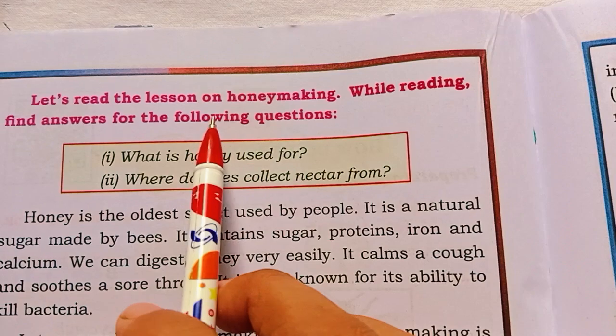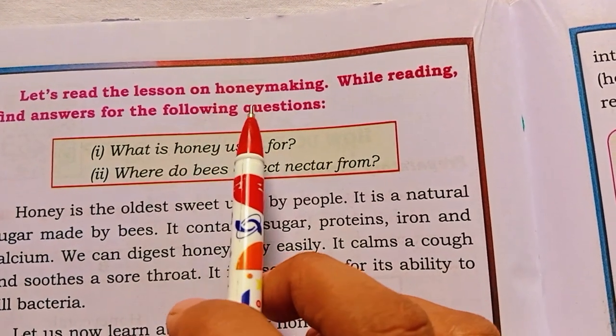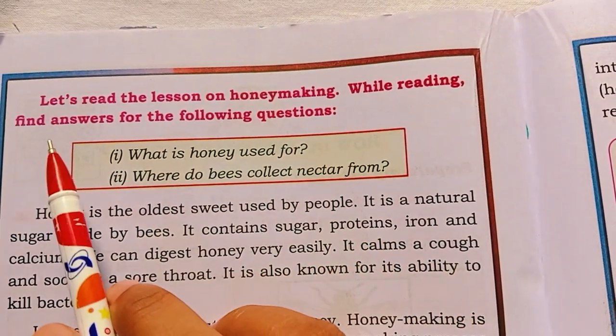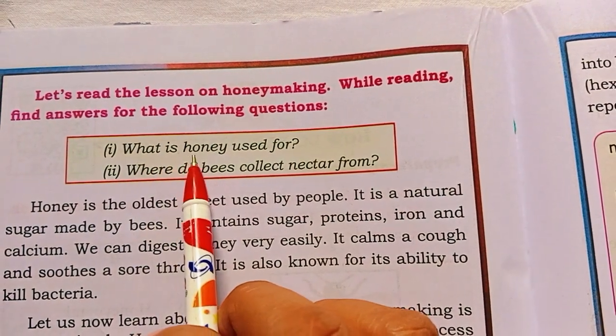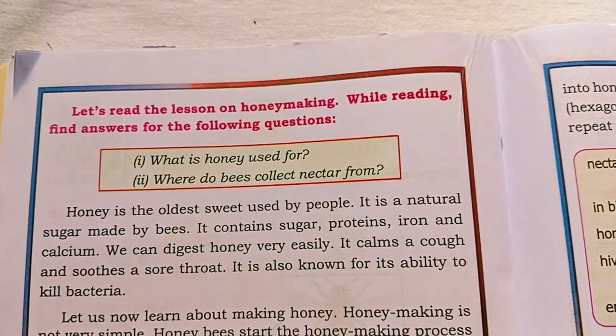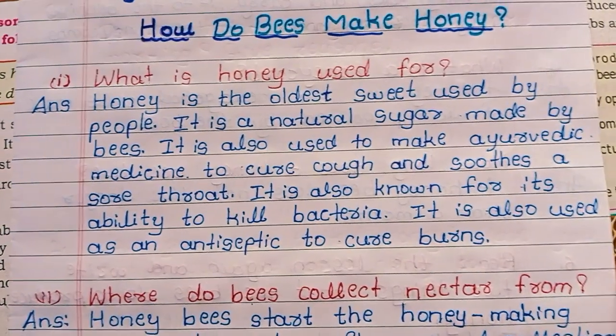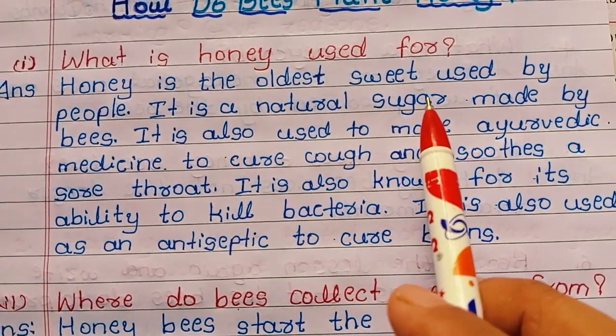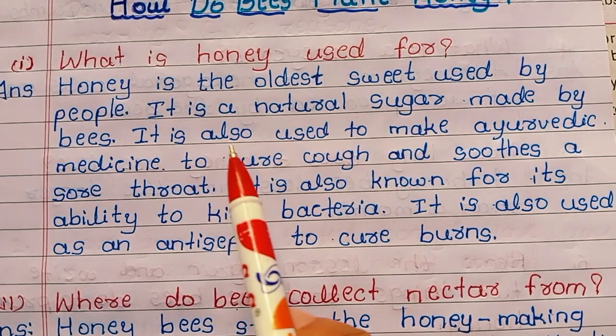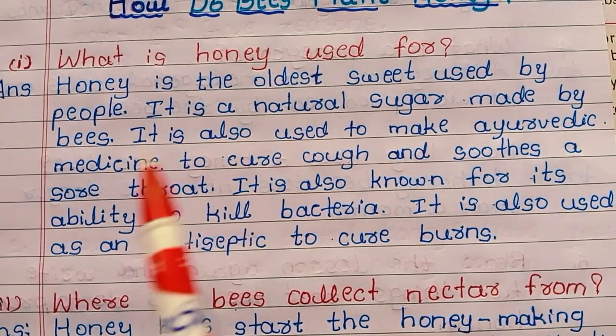Let's read the lesson on honey making. While reading, find answers for the following questions. First question, what is honey used for? Answer, honey is the oldest sweet used by people. It is a natural sugar made by bees.